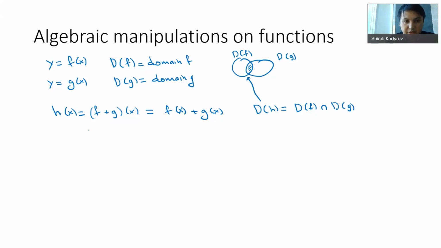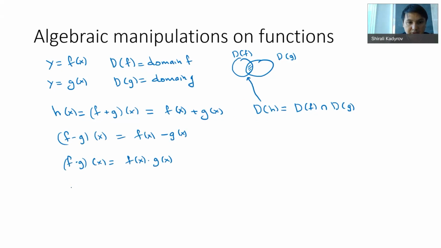And it's the same for subtraction. If you want to subtract the two functions, it just means f of x minus g of x. Again, the domain is similar, so its intersection. And similarly, if you multiply two functions, it becomes a new function. Again, it's element-wise multiplication. And if you want to divide f by g, then compute f of x divided by g of x, provided g of x is not equal to 0.